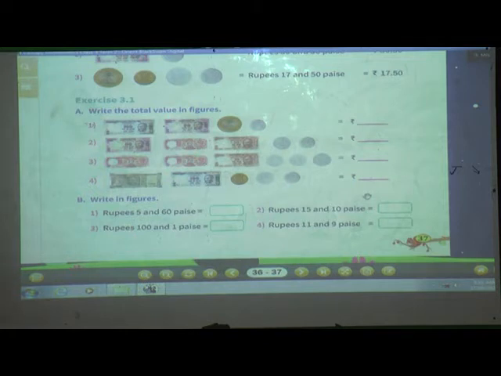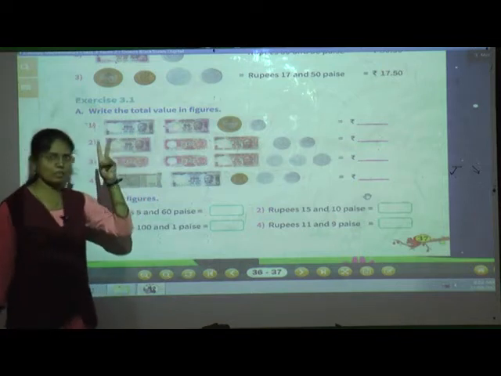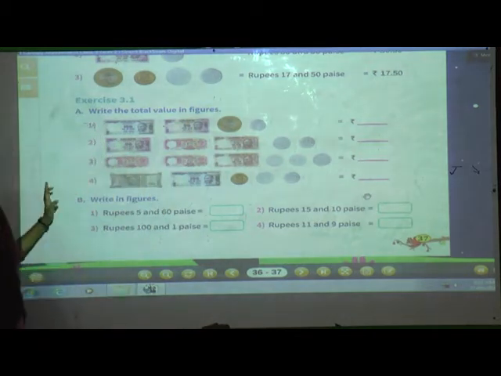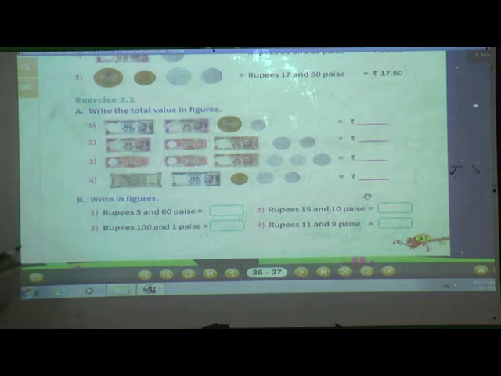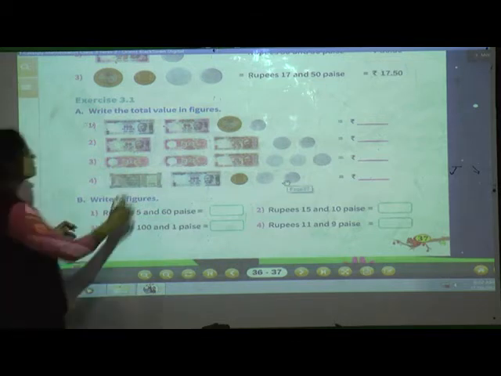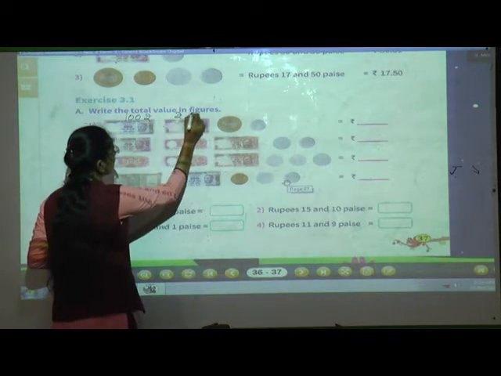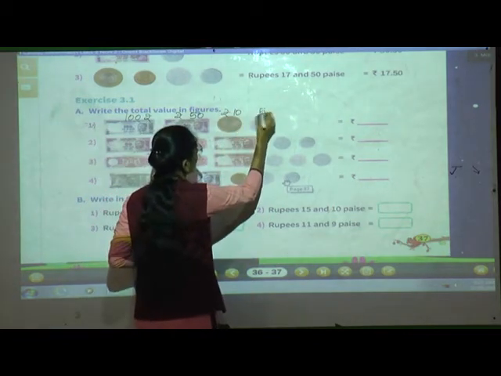See here, in the first example there are two notes and two coins. Now first of all we will add the rupees. Here 100 rupees note is there, then 50 rupees note, then 10 rupees note, and here 50 paise coin is there. So this is 100 rupees, this is 50 rupees, this is 10 rupees and this is 50 paise.